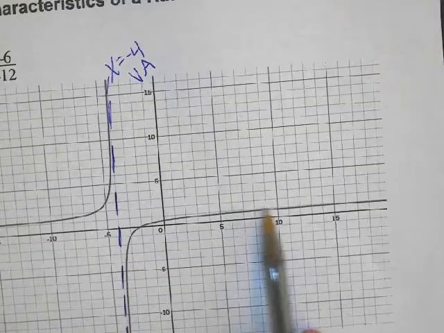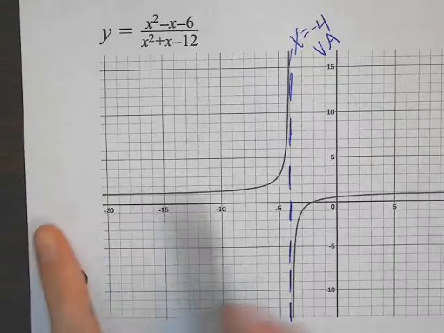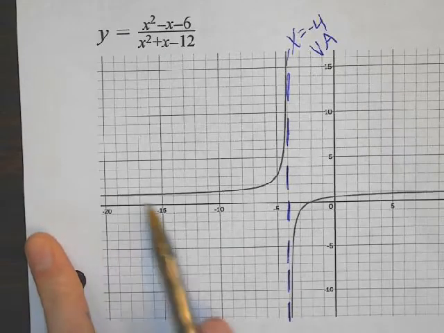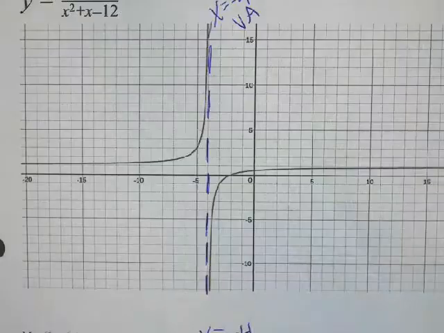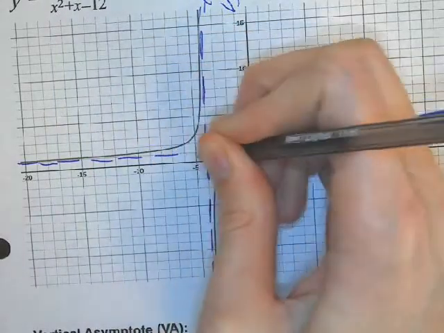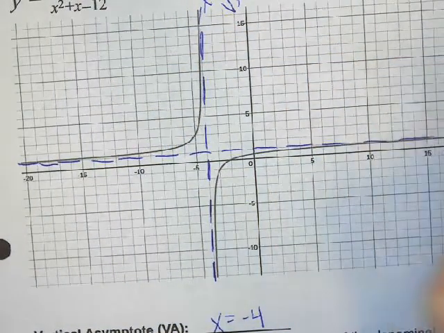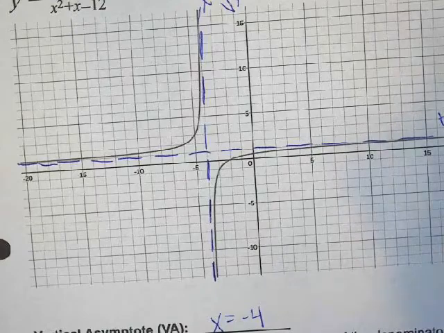So if you follow the end of this graph, it looks pretty much like it's hugging the y value of 1. And the same thing over here, this end of the graph is also hugging the y value of 1. Therefore, we're going to say our horizontal asymptote is at y equals 1.